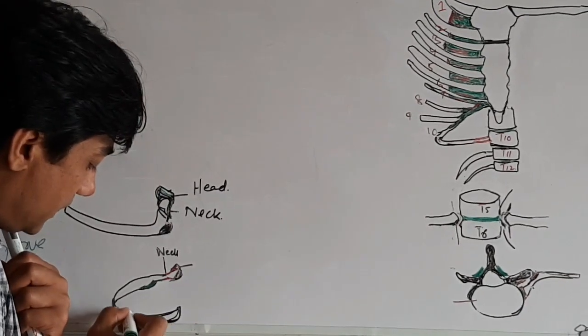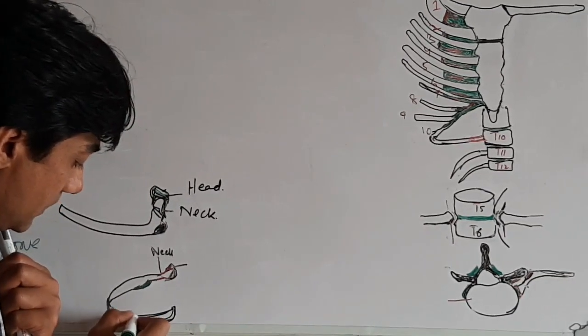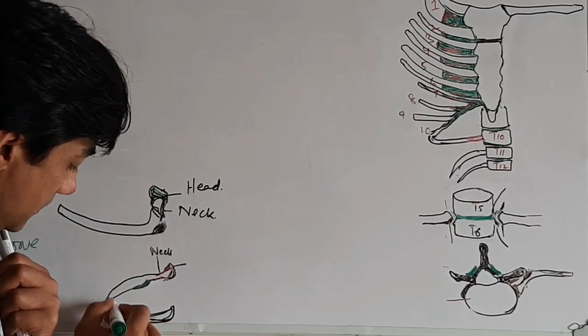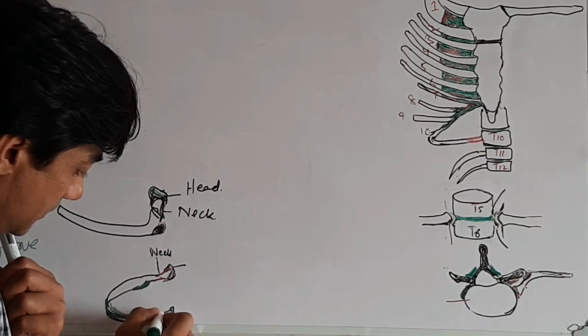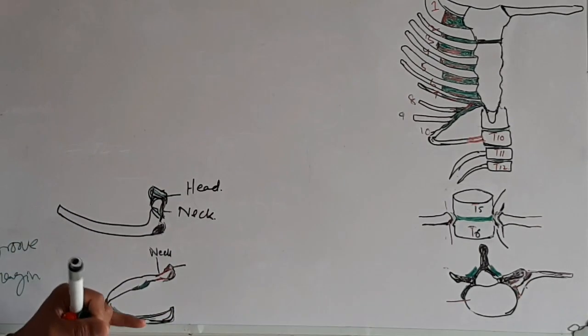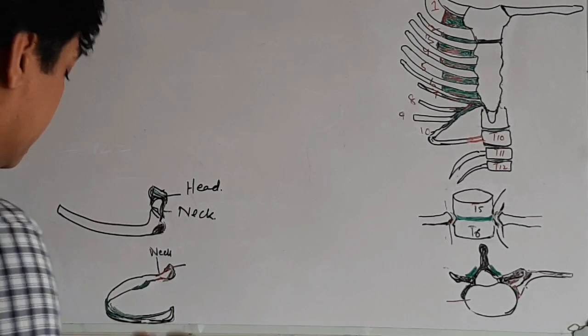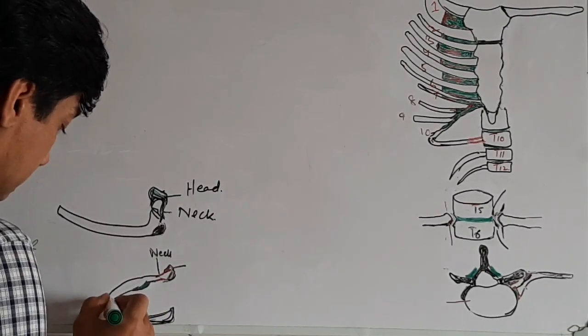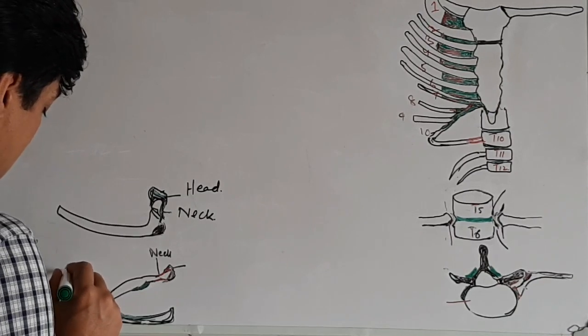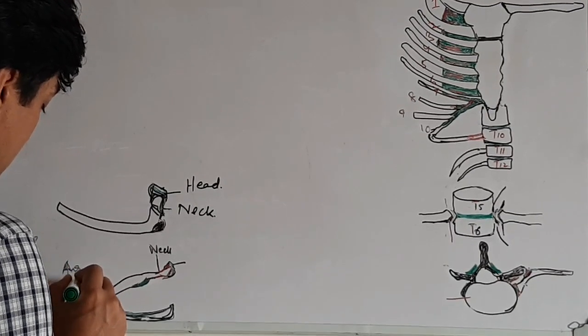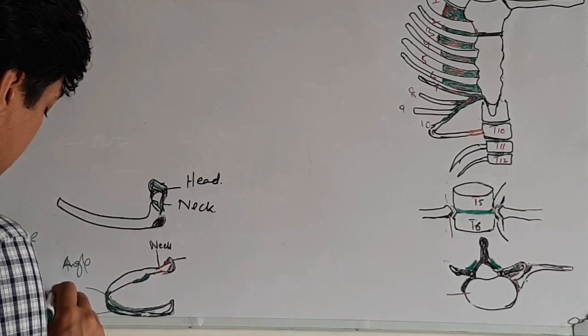It also supports the intercostal arteries and intercostal nerves. This is the angle and this is the shaft.